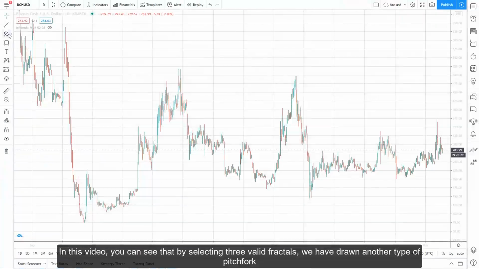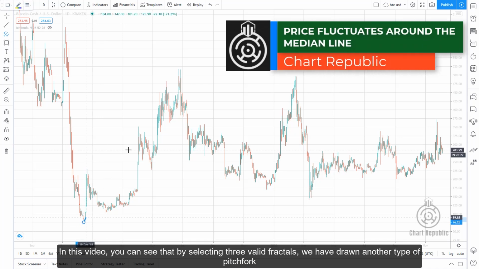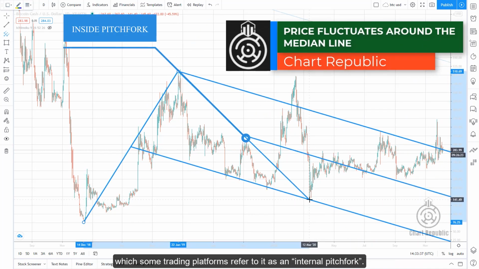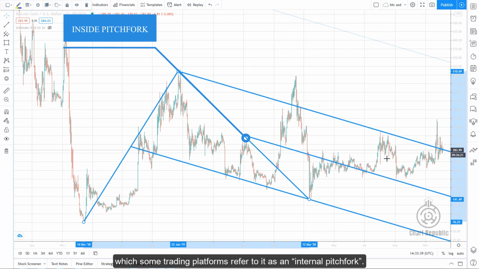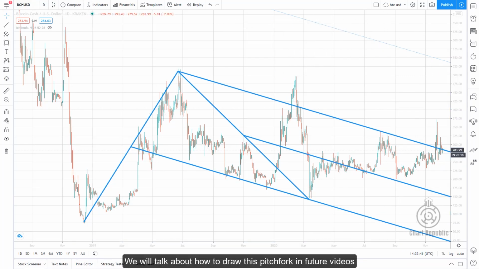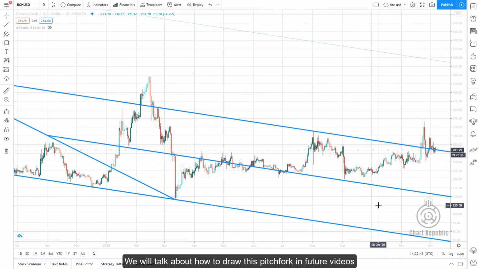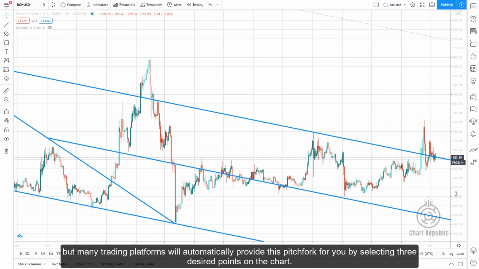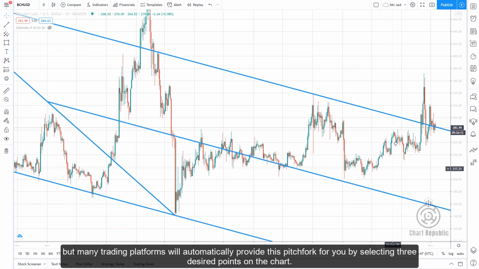In this video, you can see that by selecting 3 fractals, we have drawn another type of pitchfork, which some trading platforms refer to as an inside pitchfork. We will cover how to draw this pitchfork in future videos. However, many trading platforms automatically generate this type of pitchfork for you.